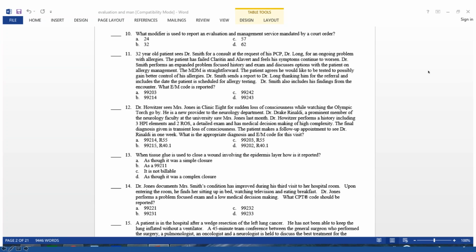If you're looking at number 12 right now, we're going to go through all of them, but you can see they already say 3 HPI, 2 ROS.